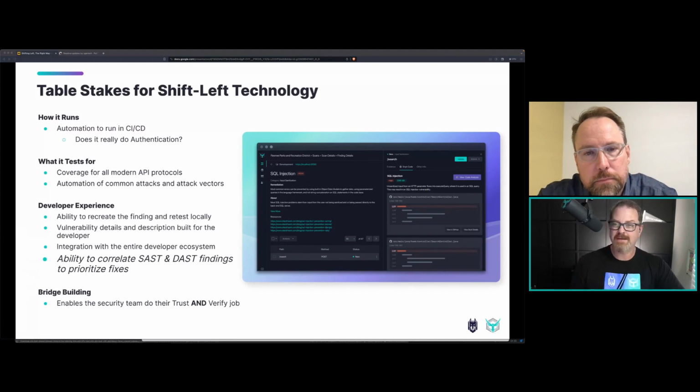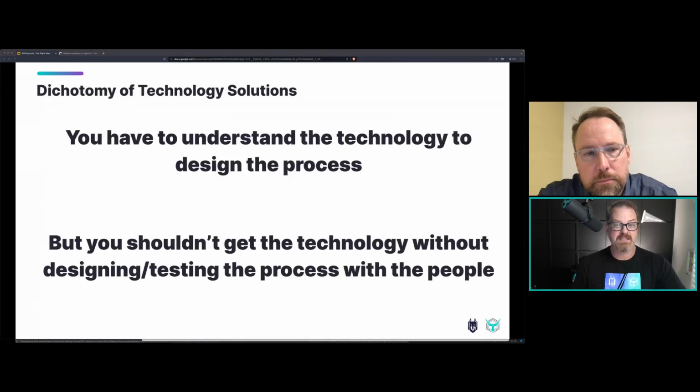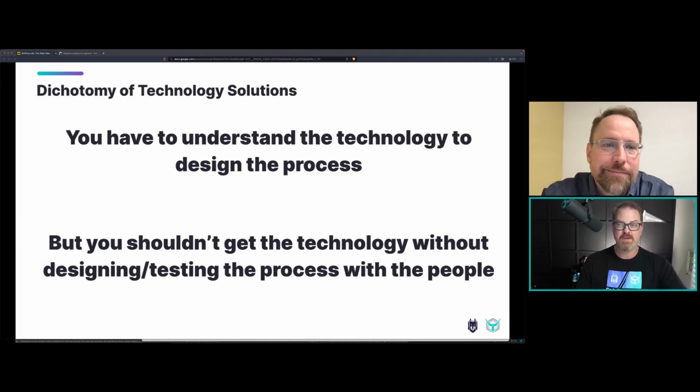So here's the dichotomy about technology. I skipped the slide. Unfortunately, you have to understand the technology that's out there to design the process. And it pains me as a technology vendor to say this, but maybe you shouldn't get the technology without designing and testing the process with the people.